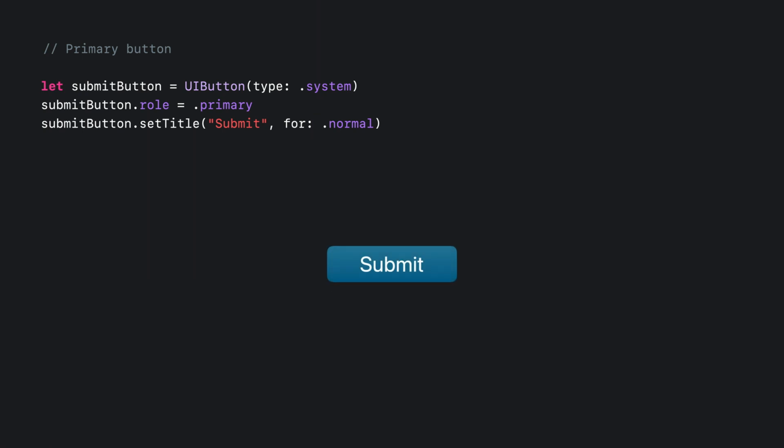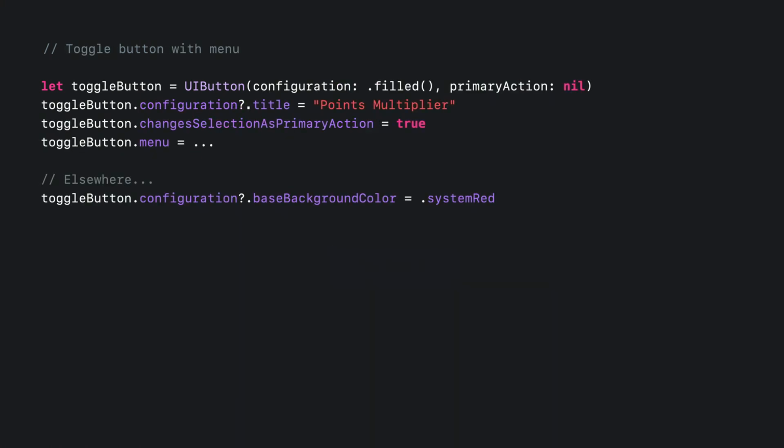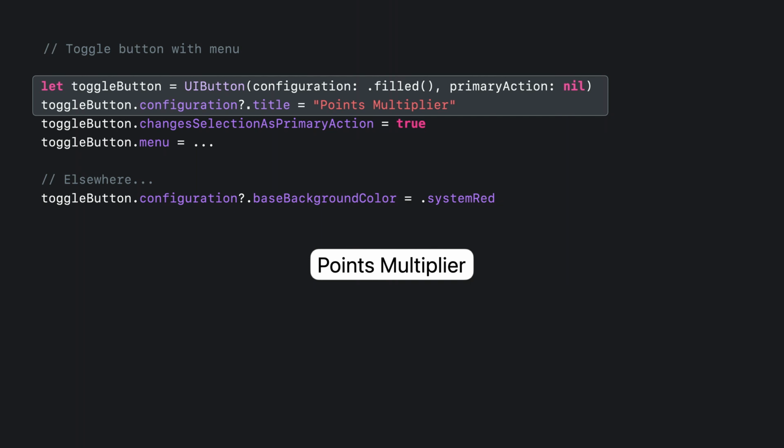I'll first cover the one we're all familiar with, the Push button. In the Detail View controller, this was the Submit button. This is just a UI button of the system type introduced in Big Sur with its role set to primary. Up next, I have the Points Multiplier Menu button. This button toggles its state on primary click and shows a menu on long press. I know I'll want a custom background color eventually, so I'll use the filled configuration and set the title to Points Multiplier.